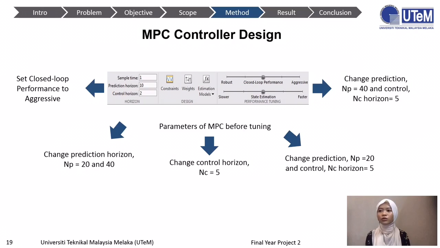For tuning, we set closed loop performance to aggressive. Next, we change the prediction horizon Np to 20 and 40. Next, we change the control horizon to 5, and we set the prediction horizon to 20 and control horizon to 5, and lastly, we change the prediction horizon to 40 and control horizon to 5.